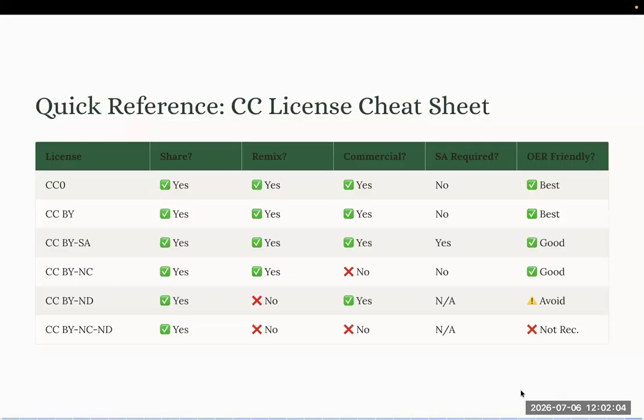This has been an entry-level guide to Creative Commons licenses. Reach out to a librarian if you have more questions.